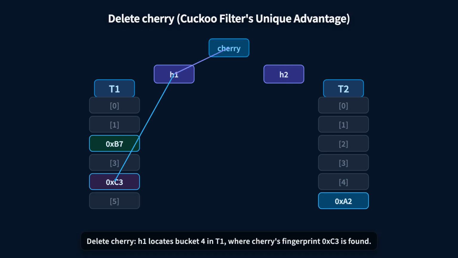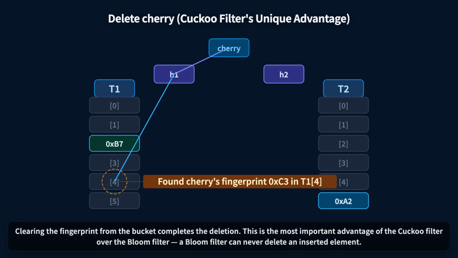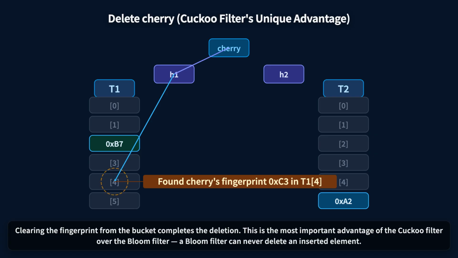Delete cherry. H1 locates bucket 4 in T1, where cherry's fingerprint 0xC3 is found. Clearing the fingerprint from the bucket completes the deletion. This is the most important advantage of the Cuckoo filter over the bloom filter. A bloom filter can never delete an inserted element.